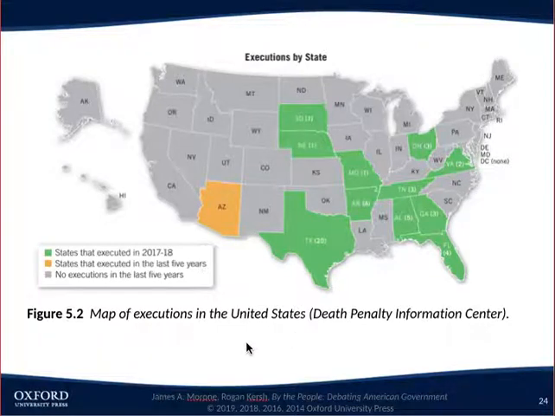This chart shows a map of executions in the United States. The green states had executions in just the last couple of years. The yellow states had executions in the last 5 years, and the gray states haven't had any executions in the last 5 years. Nevada almost had one last year. There was a hold because there were court cases being held up on how they were going to execute this man, and then in the interim, he ended up committing suicide. So we haven't had any, but it's not that we're not able to have executions.